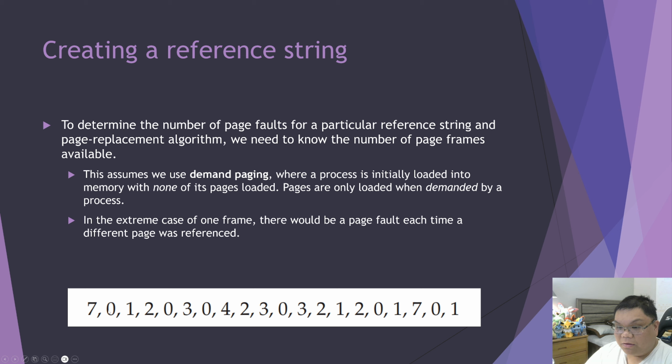So we load page 7, we load page 0, we load page 1, we load page 2. Accessing page 0 is not an issue because it's already loaded. We load page 3, then page 0, but that's already loaded. Load page 4. At that point, we have seen all the pages we will ever see in this program. We will never have another page fault.